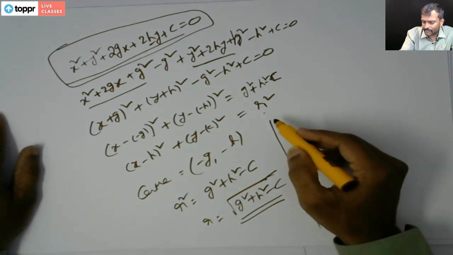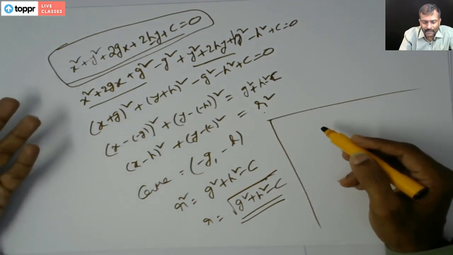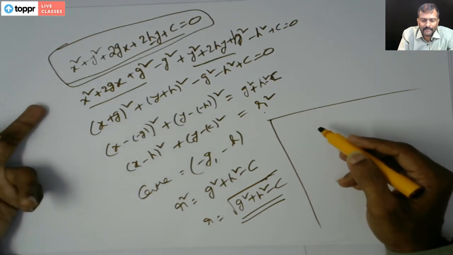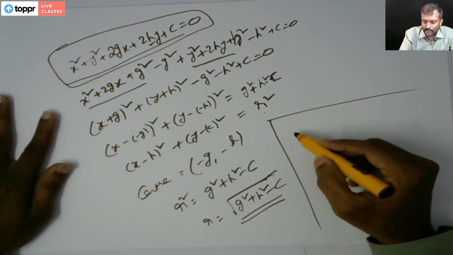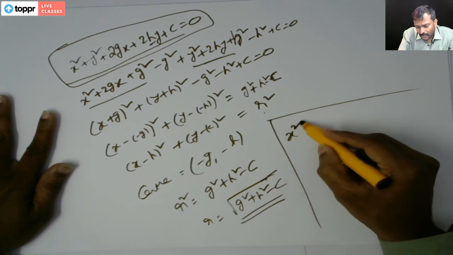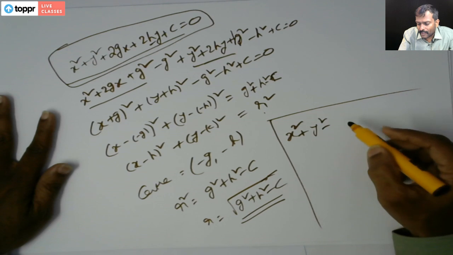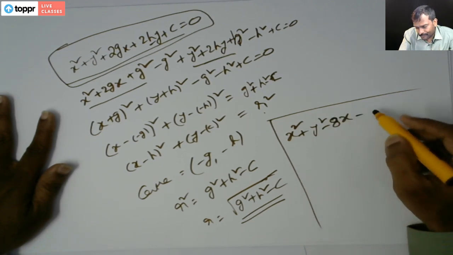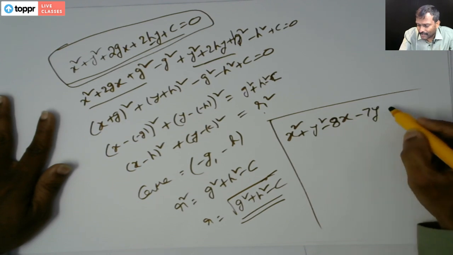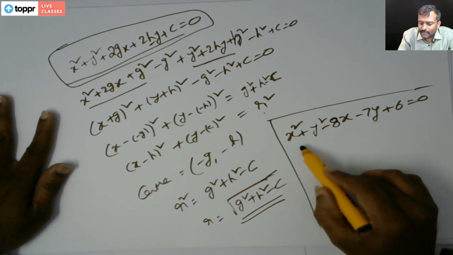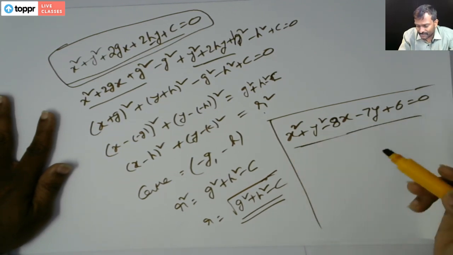See how it saves time. It's nothing new; it's the same equation, expanded, but it saves time. Suppose in the exam they give a question like x square plus y square minus 8x minus 7y plus 6 is equal to 0, and they ask you to find the radius of the circle.